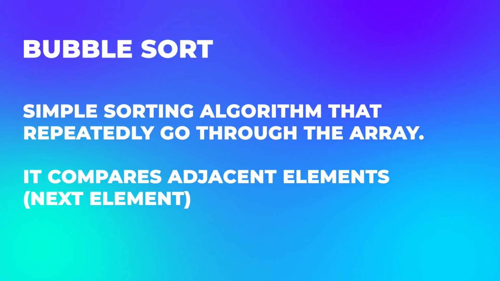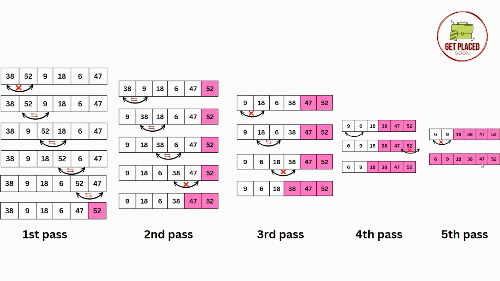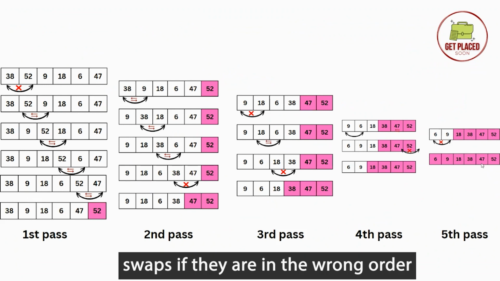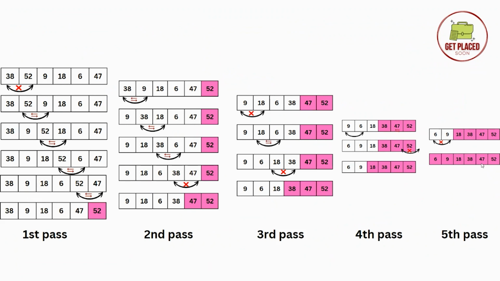Bubble sort is a simple sorting algorithm that repeatedly goes through the array. It compares adjacent elements. Adjacent elements means the next element. It compares with the next element, as you can see in every single step here, and swaps if they're in the wrong order. Like if you're checking in the ascending order, and if the number next is smaller, then we will swap the adjacent elements.